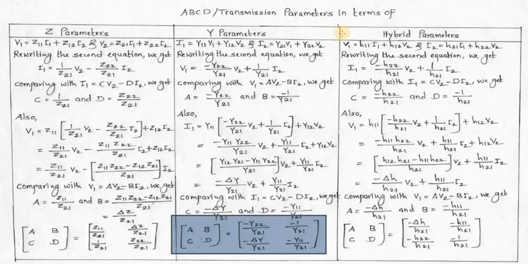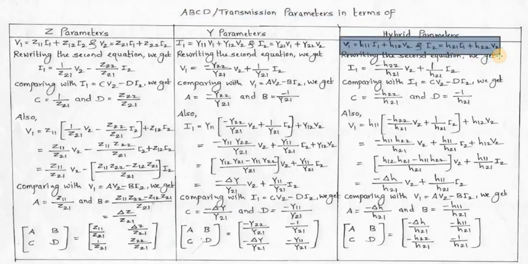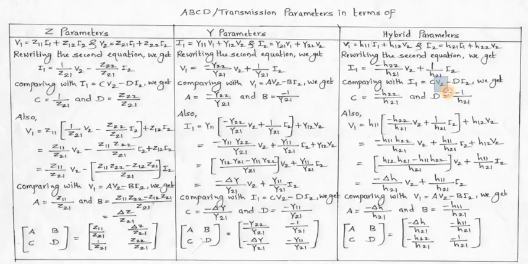Then a similar thing can be obtained in terms of hybrid parameters. So firstly write down the expressions representing H parameters, then rewrite this equation so that you get I1 in terms of V2 and I2. We compare with the standard equation and we get C is equal to minus H22 upon H21 and D is equal to minus 1 upon H21.